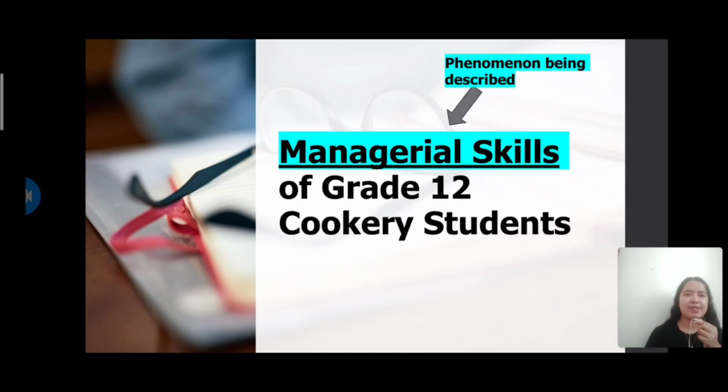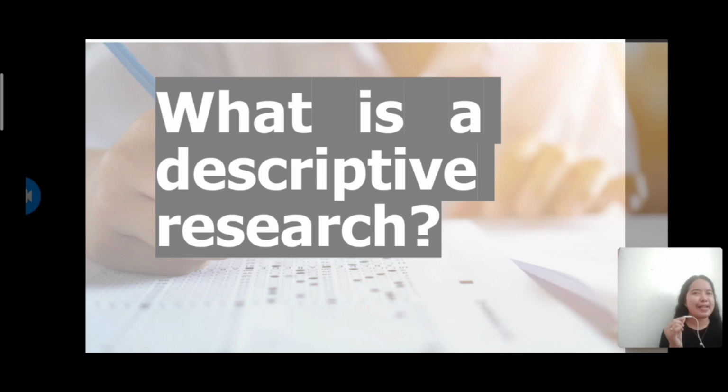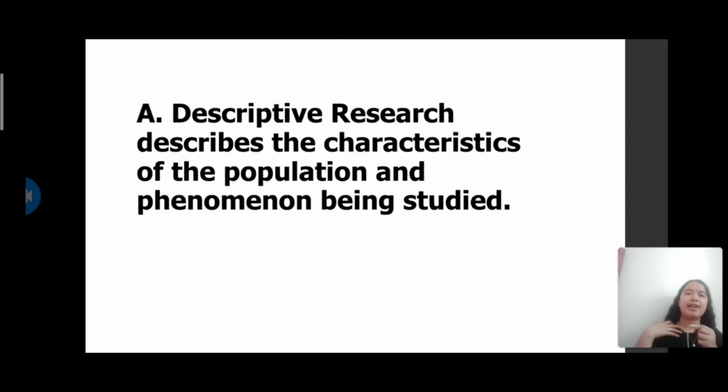What is the situation we are describing here? The phenomenon being described in this research title is the managerial skills. For the second question, whose population is being described in this research title? The population being described in this research title is the grade 12 cookery students. So it described two elements, which are the phenomenon being described and the population being studied. Again, one of the characteristics of descriptive research is that it describes the characteristics of the population and the phenomenon being studied.